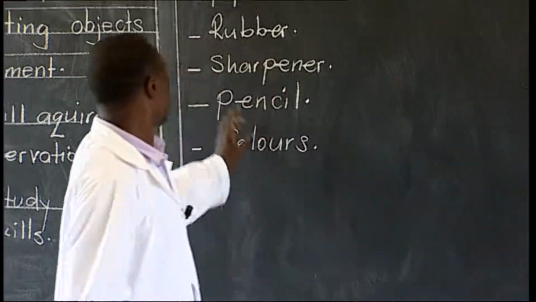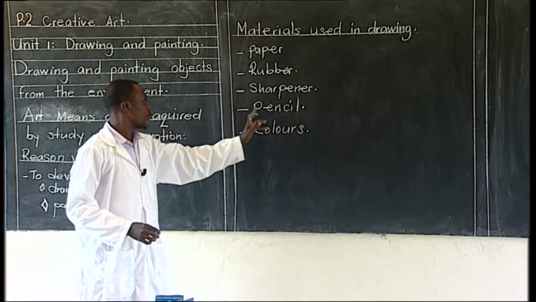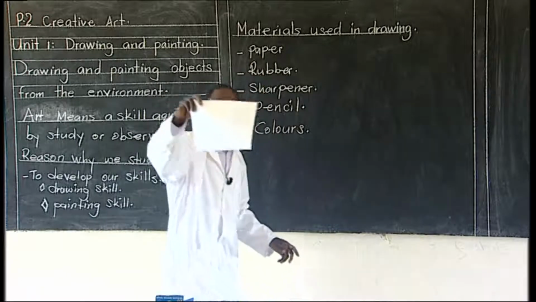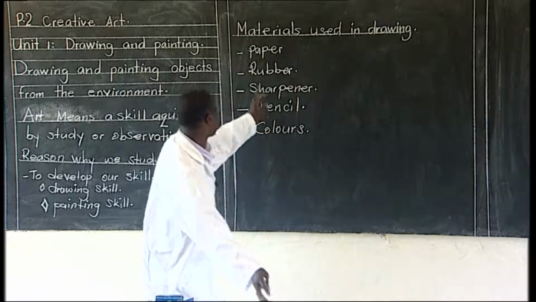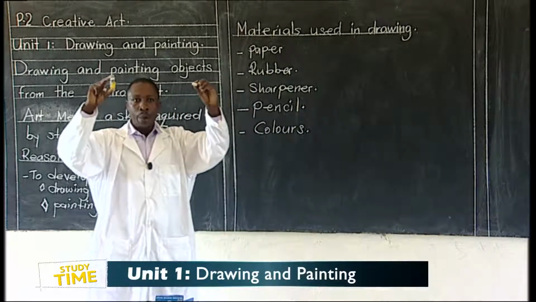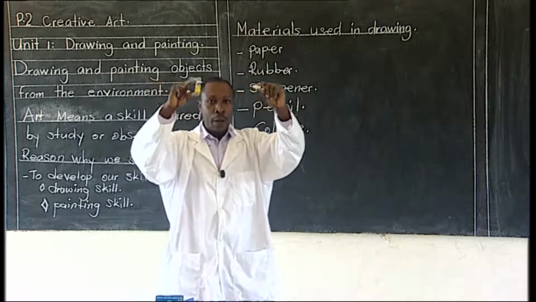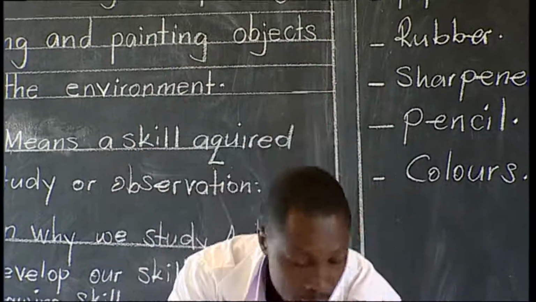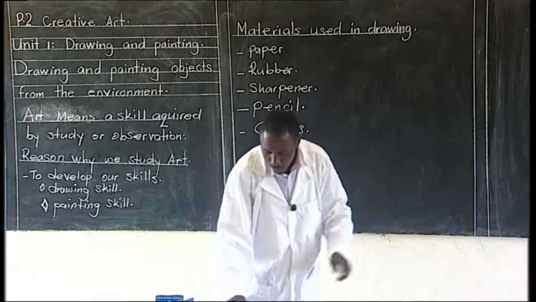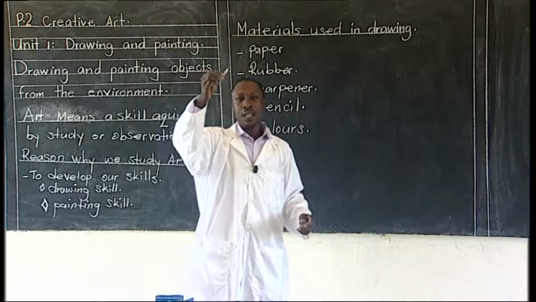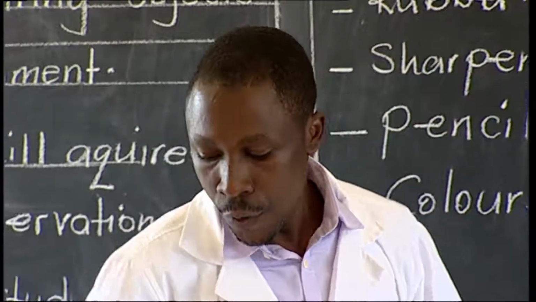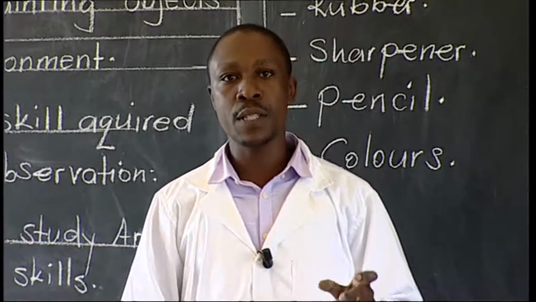So after naming the materials you want to use, we have said we have a paper. The paper is this one. Then number two, we have a rubber. Rubbers are here. Are you seeing rubbers? Good. We have said we have a sharpener, something which you can use to sharpen your pencils. For me, I have this one. You can use this sharpener to sharpen your pencil when it gets a problem in the process of drawing.